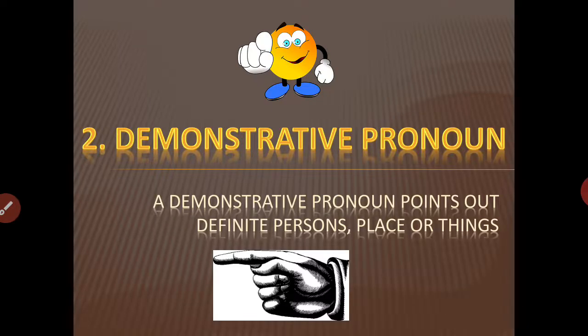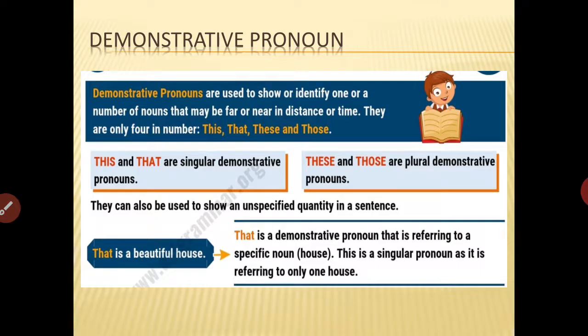Number 2, demonstrative pronoun. Now, these are pronouns that point out definite persons, places or things. Definite means sure or certain. There will be no vagueness or anything in general here. It will be fixed and definite. The demonstrative pronouns are further divided into singular and plural. Demonstrative pronouns are used to show or identify one or more nouns that may be far or near in distance or time.